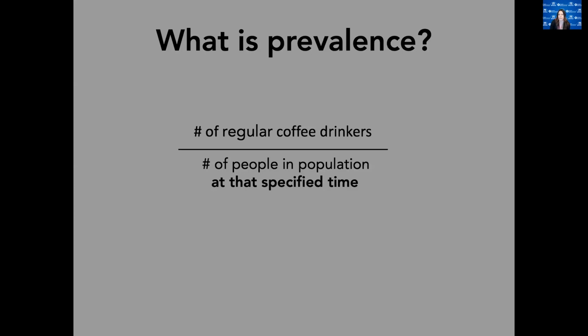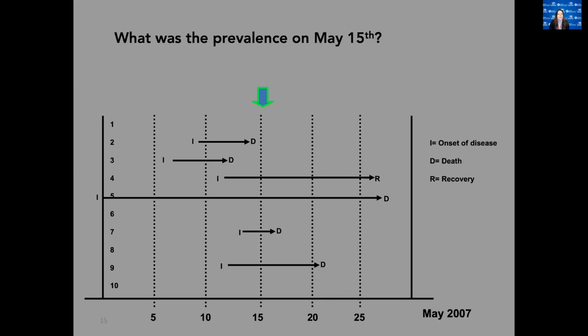If we were interested in the prevalence of coffee drinkers, we would simply count up the number of people who regularly drink coffee in our population over the total number of people who are in the population at that time. And this is just an example from Epi class of how we would actually count up prevalence. So if we wanted to know what the prevalence of a particular disease is on May 15th, these lines represent cases of disease, and the dotted lines here represent a specific point in time during the month.